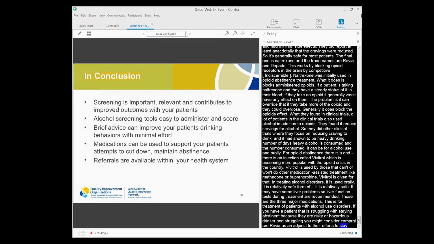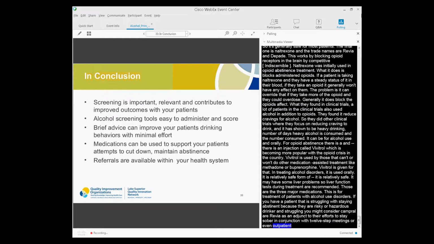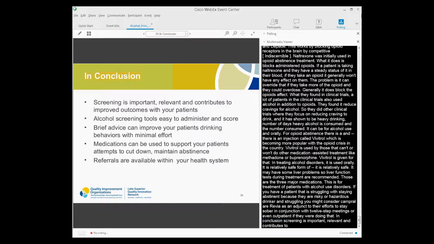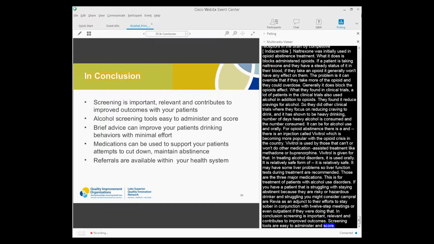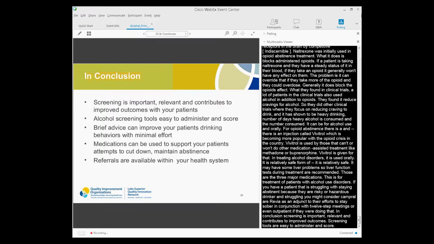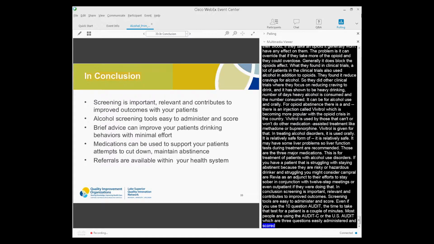So in conclusion, screening is important, relevant, and it does contribute to improved outcomes. The screening tools are really easy to administer and score. Even if you use the 10-question AUDIT, the time to take that test for a patient is a couple of minutes. But most people are using the AUDIT-C, or the USAUDIT, which are 3 questions, very easily administered, very easily scored, and give you some objective information to help address with the patient if you're moving into the area of brief advice.